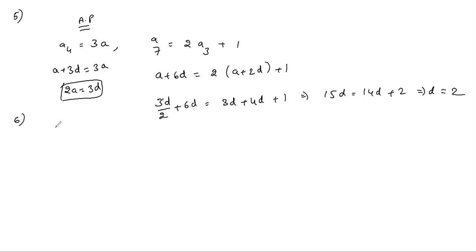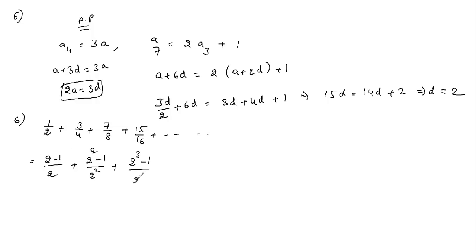Next, the sum of n terms of this series: 1 by 2 plus 3 by 4 plus 7 by 8 plus 15 by 16 plus and so on. You can do this problem as an AGP series, or usually you can also do it by splitting: 2 minus 1 by 2; 3 you can write as 2 square minus 1 by 2 square; 2 cube minus 1 by 2 cube; 2 power 4 minus 1 by 2 power 4 plus and so on. The nth term is 2 power n minus 1 by 2 power n.